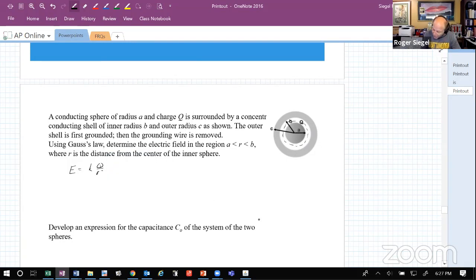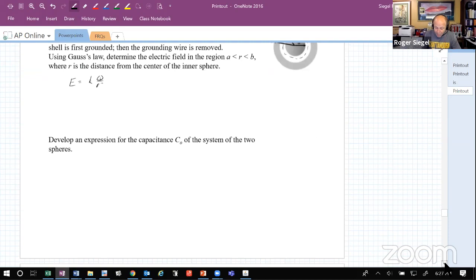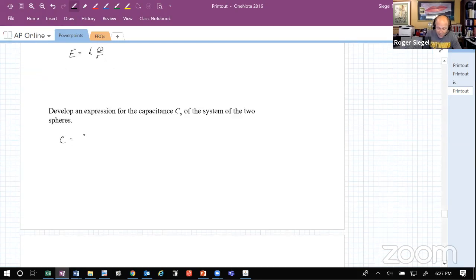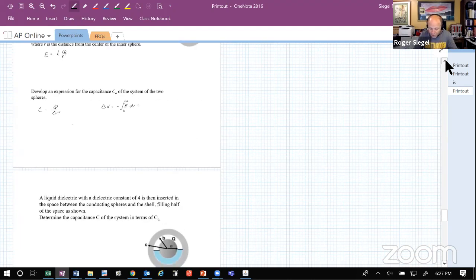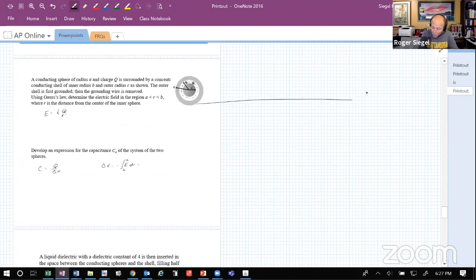And so down here, if we want to find the capacitance of that, we have to say that C is equal to Q over delta V. We have to find delta V. Well, we know that delta V is equal to the negative integral of E dot dr, going from B to A. And just real quick, why do we go from B to A? Well, in general, when we're finding the potential, we start at infinity at 0 and we go in from there. And so the first place we would get to there would be B.